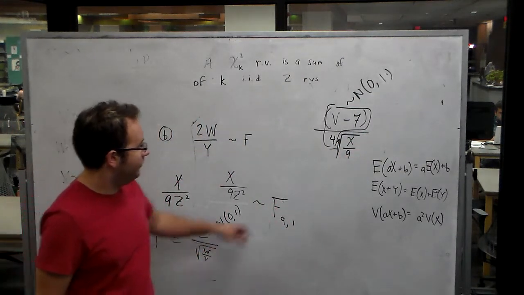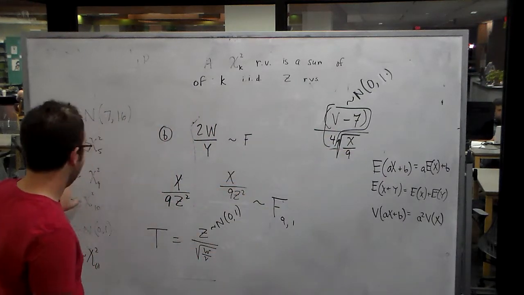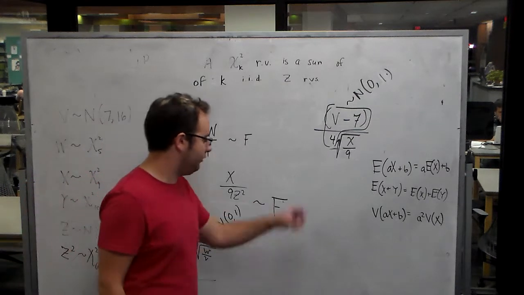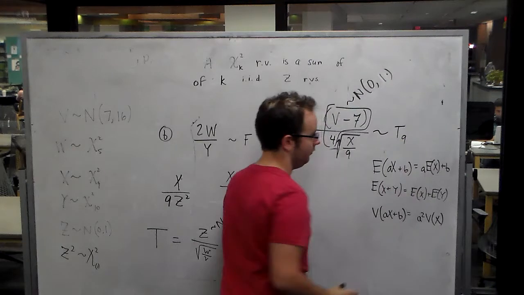So now this is a standard normal on top, divided by the square root of a chi-square with 9 degrees of freedom. So this guy is a t with 9 degrees of freedom.